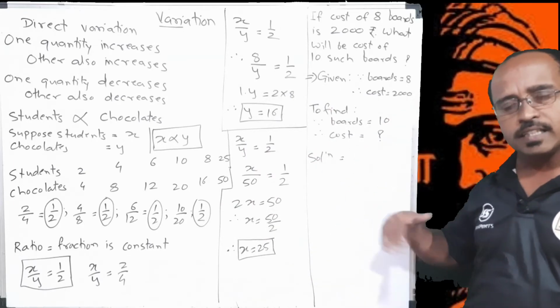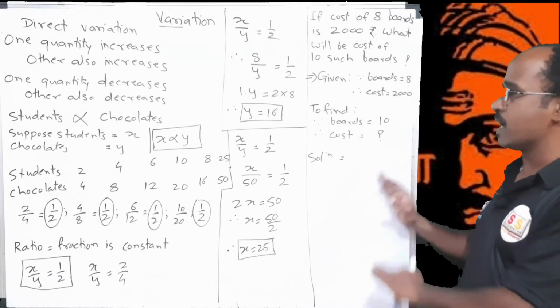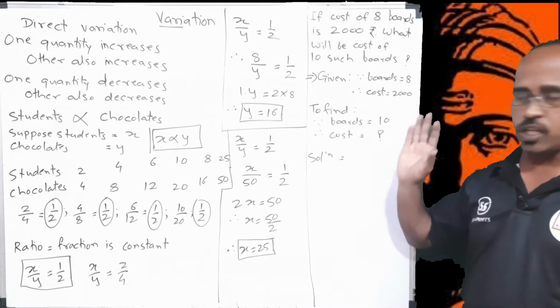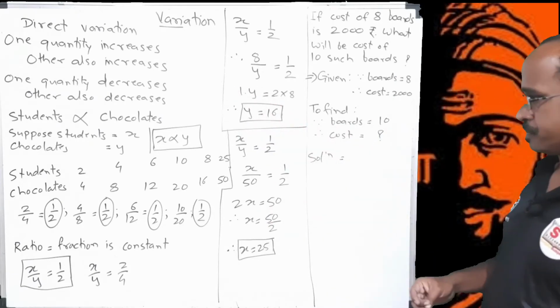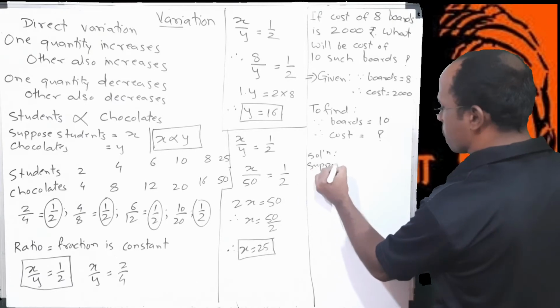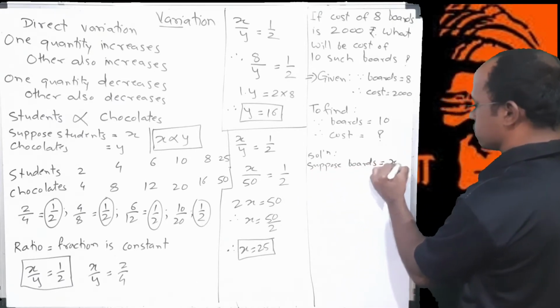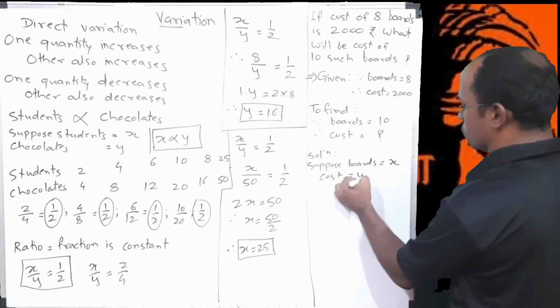Means if one quantity is increasing, another quantity is also increasing. Means this is the example of direct variation. So we have to write it in the style of direct proportion. How to write it in the style of direct proportion? Suppose boards is equal to x and cost is equal to y.